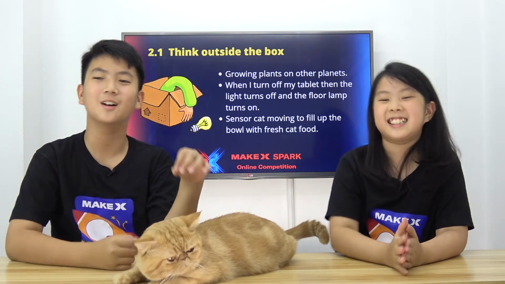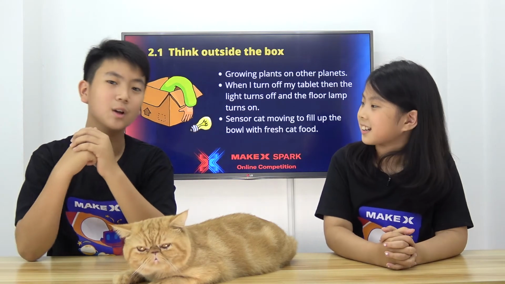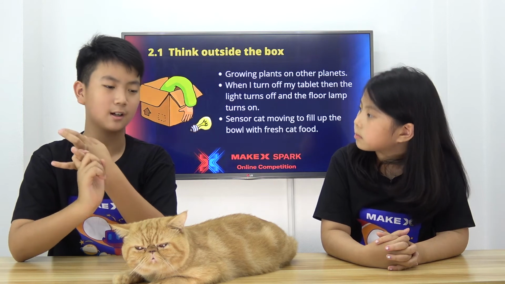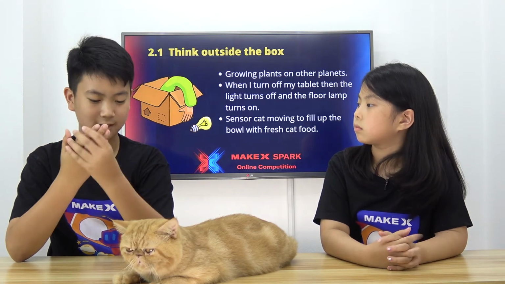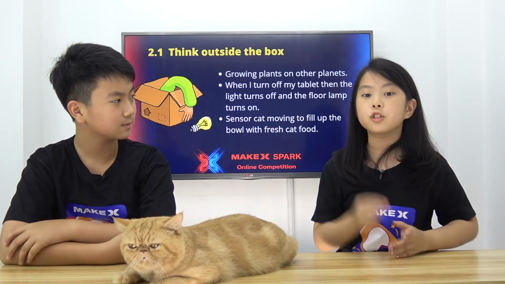And now for little kitty cat, Bun Bun. So the sensor cat moving to fill up the cat food bowl is for when the cat comes. Maybe we can put a sensor there, and if the cat comes to the food bowl, then it drops cat food into it. Like we have to do some research first.